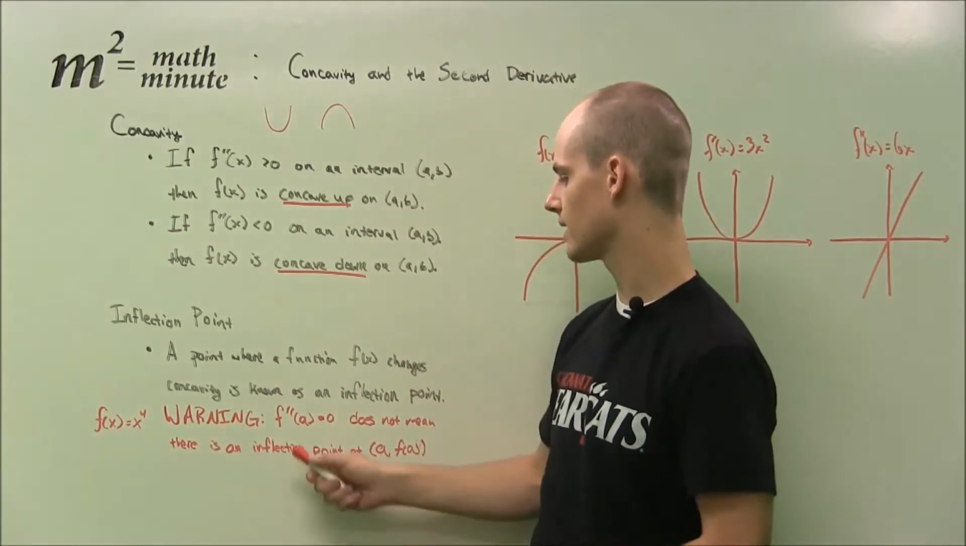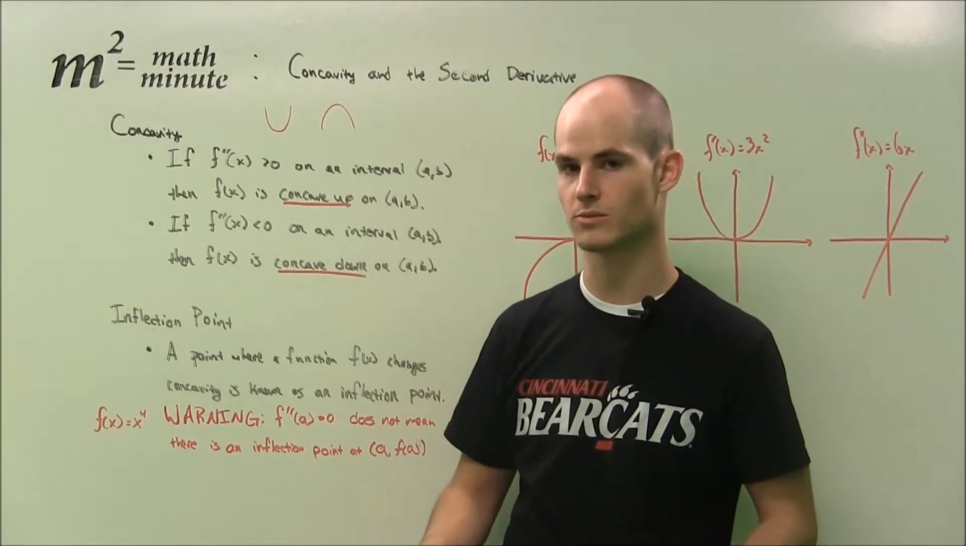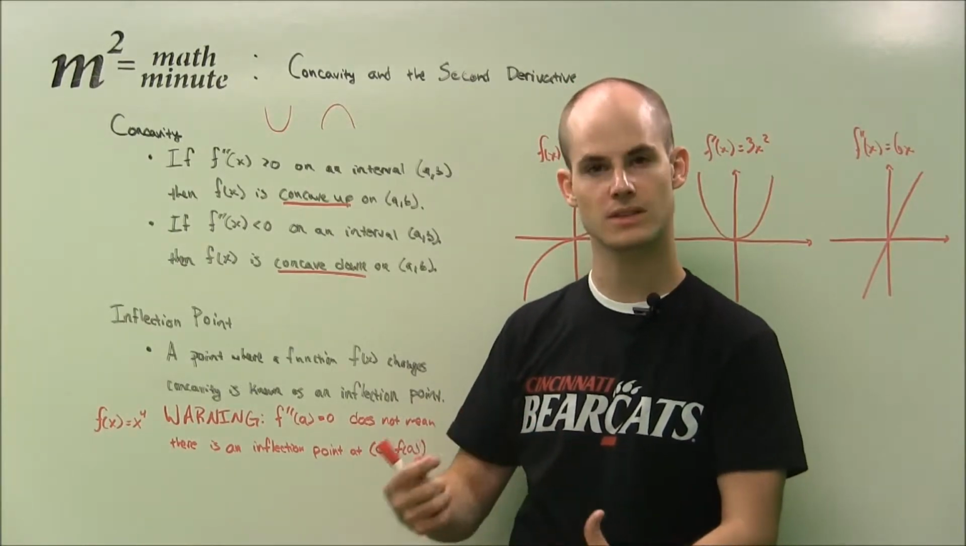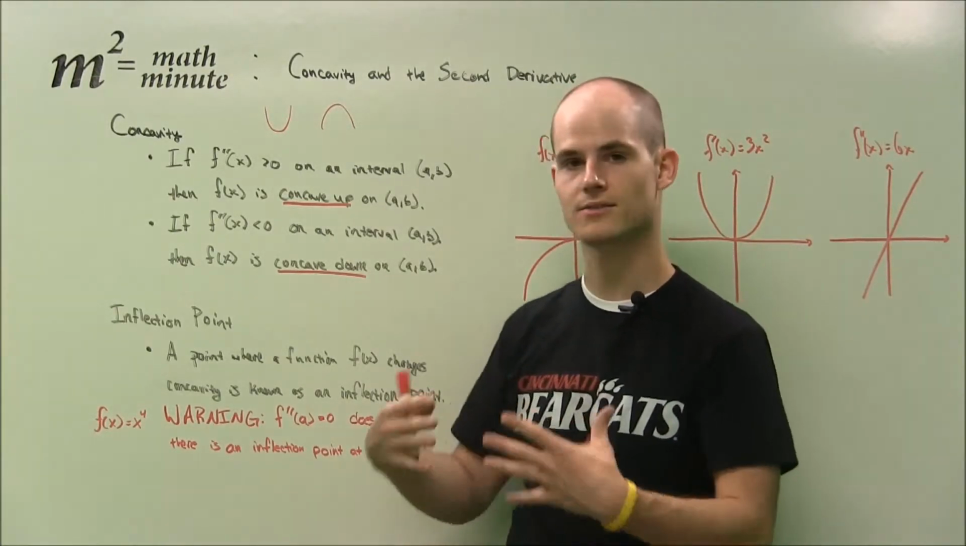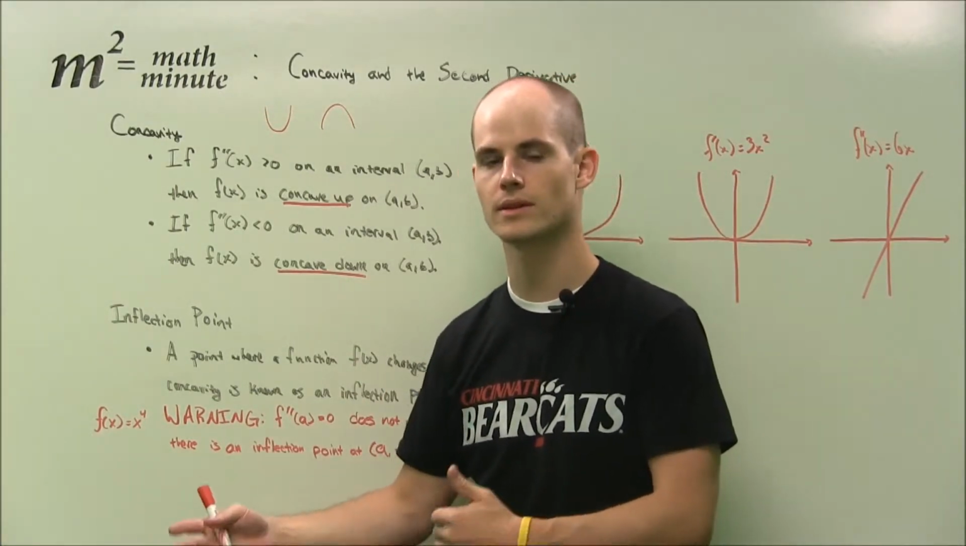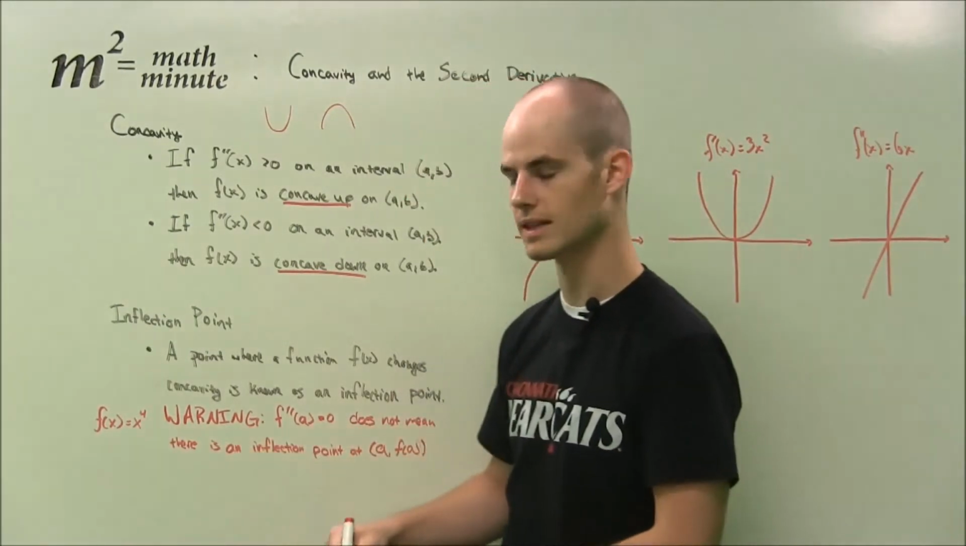Now what this says is, if the second derivative equals 0 at a certain point, this doesn't imply an inflection point, but the opposite is true. Confusing. So what this is saying is that an inflection point means that the second derivative equals 0, but the second derivative equaling 0 does not mean that it's an inflection point. So I'll draw this example real quick.